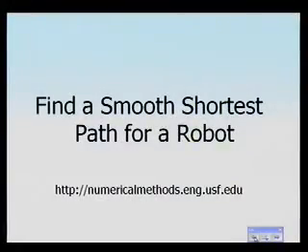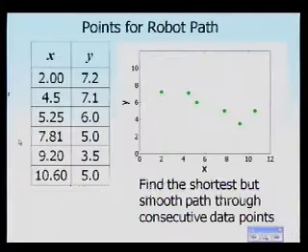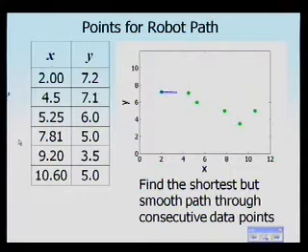In this demonstration, we're going to show how to find a smooth and the shortest path for a robot. Let's go and look at the example. Here, you are given 6 data points, and a robot has to go through consecutive points. So it cannot take any path it wants to. What I'm trying to say is that it has to go from this point to this point to this point to this and this and this here.